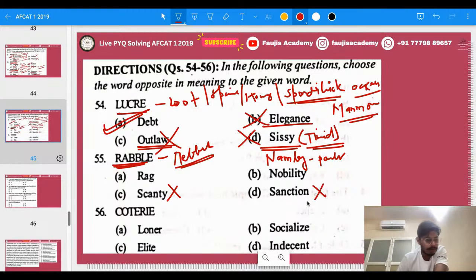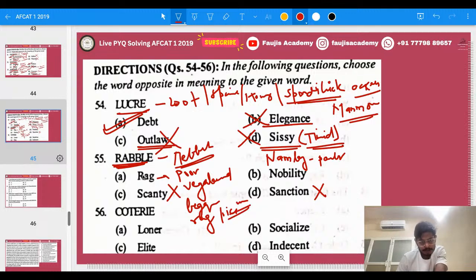Scanty means not continuous. Sanction means, economic sanctions, imposing. Rags. Rags to riches. Rag is like poor. Vagabond, beggar, rag pickers. So the only nearest opposite meaning will be nobility.